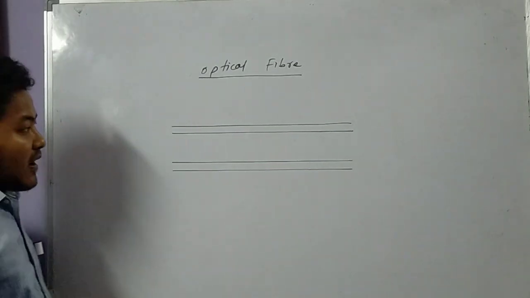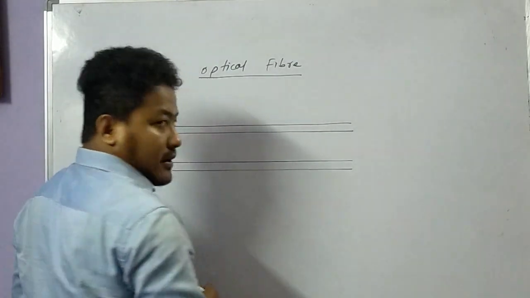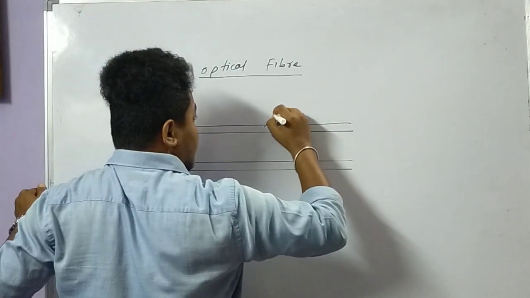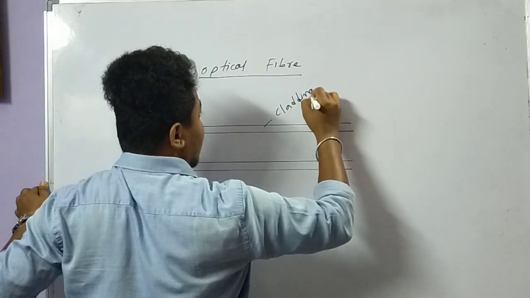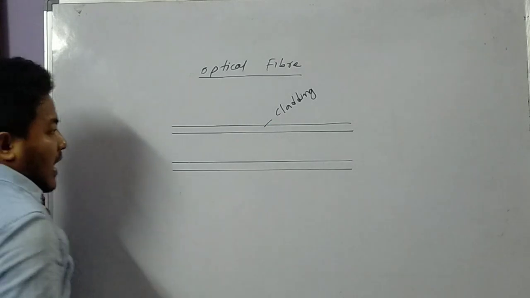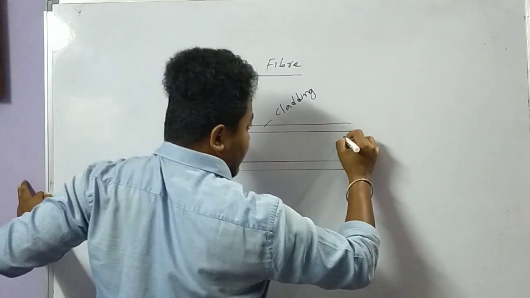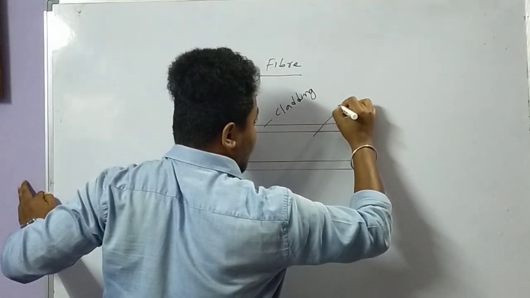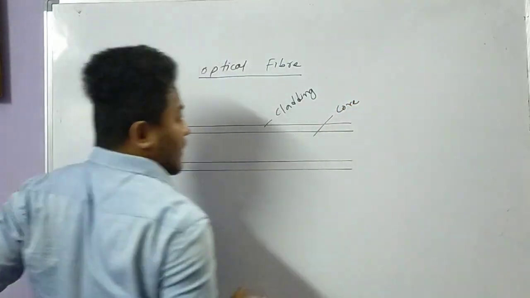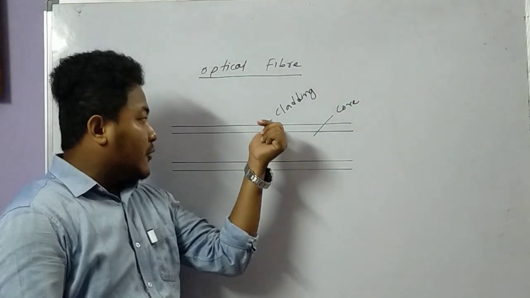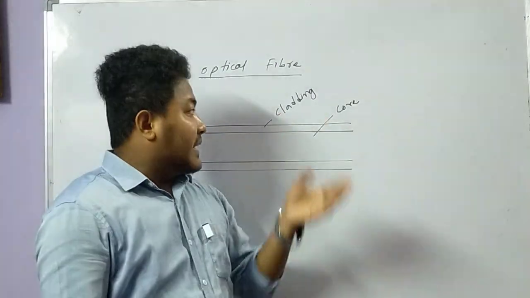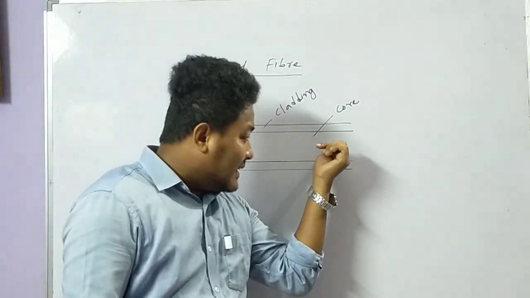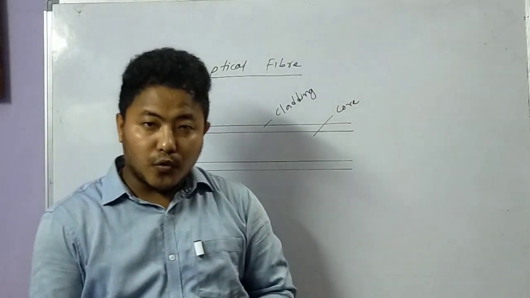In this case, this outer layer will be known as the cladding. Remember, the most important word is cladding. And this inner layer is your core. Am I clear? So the outer layer of the optical fiber is known as the cladding, and the inner layer is known as your core.